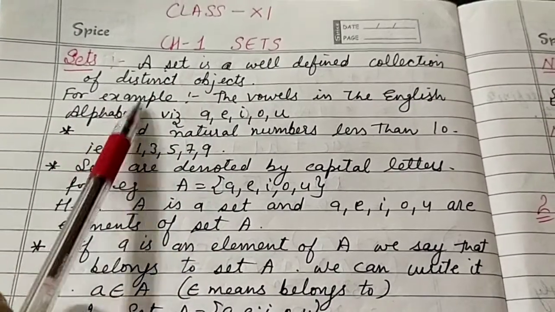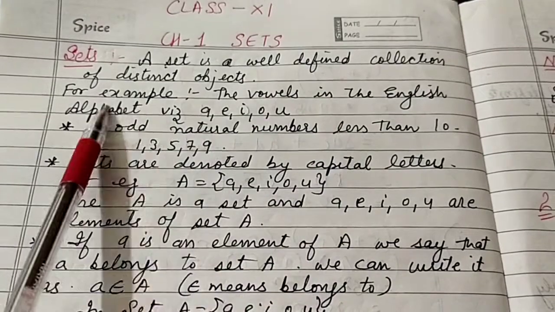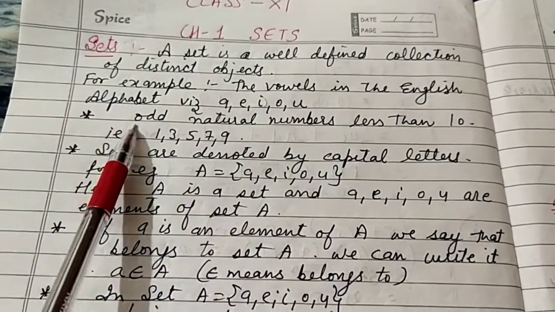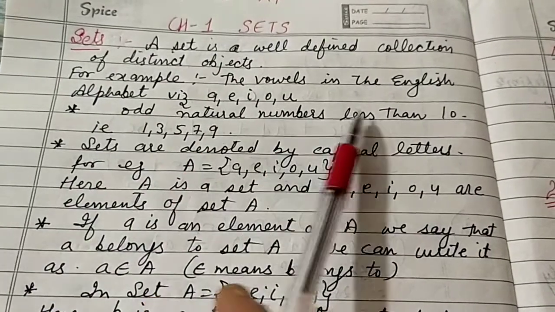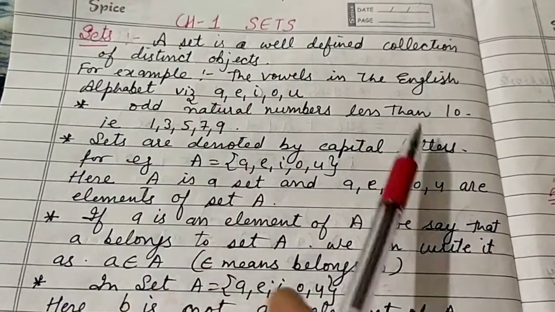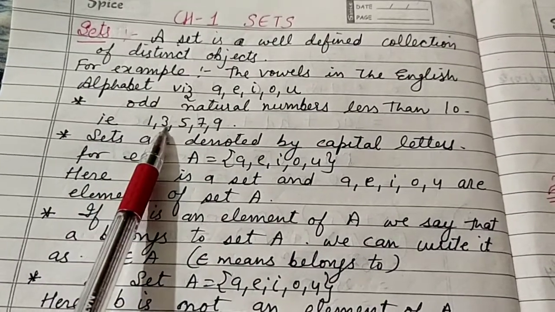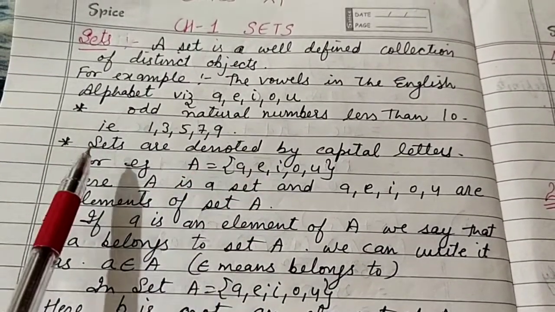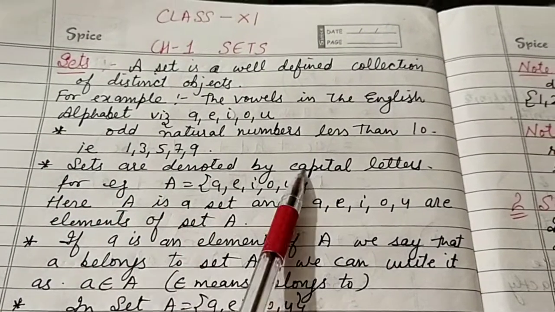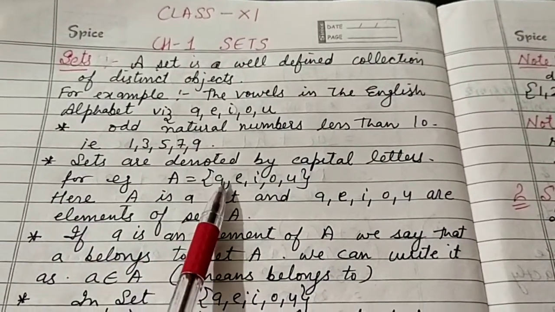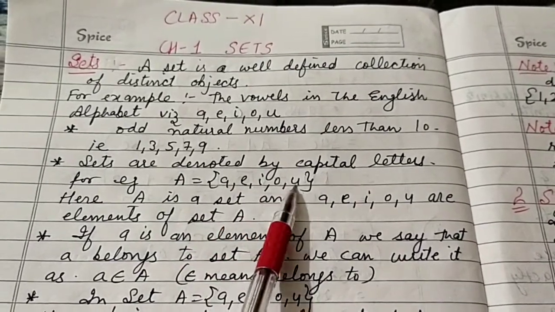For example, the vowels in the English alphabet A, E, I, O, U. And the next example, odd natural numbers less than 10. You know which numbers are the odd natural numbers less than 10? 1, 3, 5, 7, 9. Sets are denoted by capital letters. For example, capital A is equal to {A, E, I, O, U}.